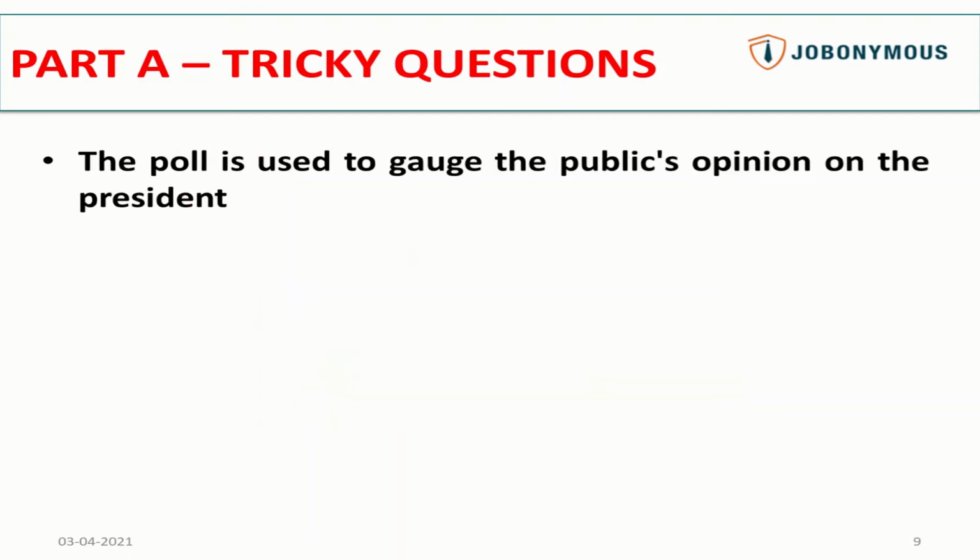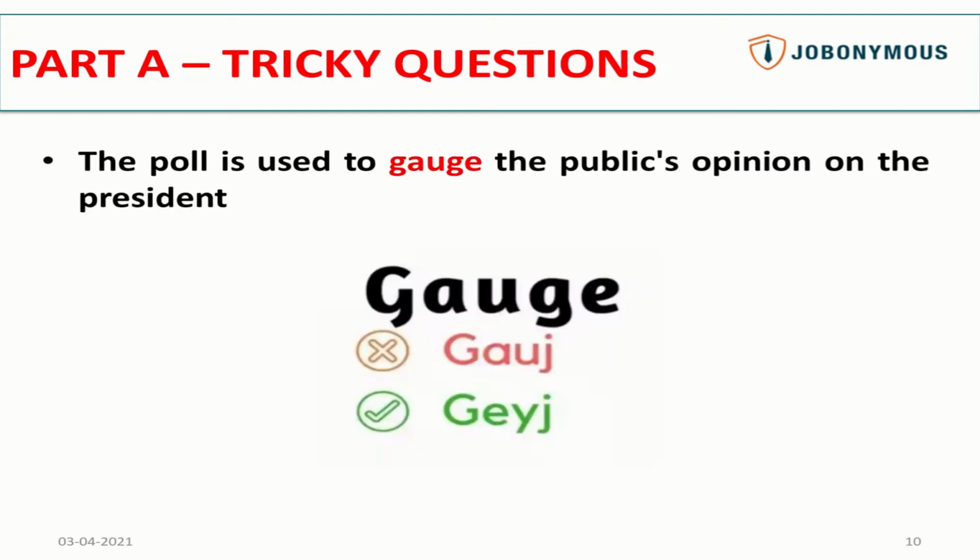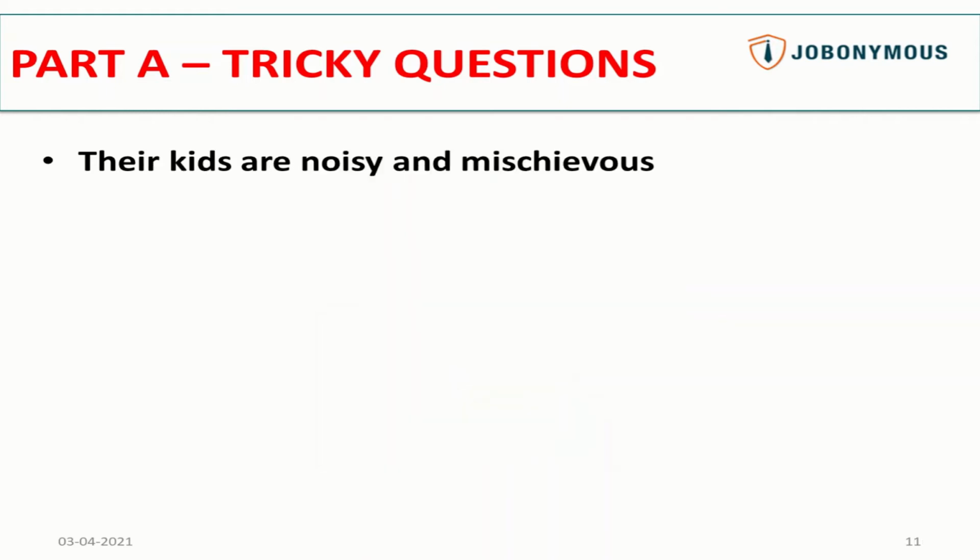Now moving on to the next one. Read this one first on your own. So most of you read it like this: the poll is used to gauge the public's opinion on the president. So here, the word which people do not pronounce correctly is gauge. The poll is used to gauge the public's opinion on the president. It is not gauge. The correct way is gauge. So moving on to the next one.